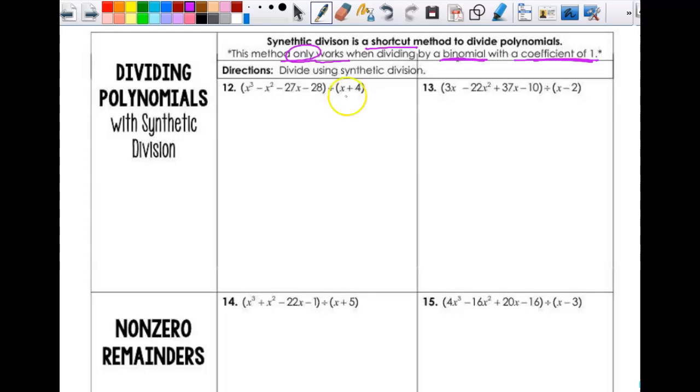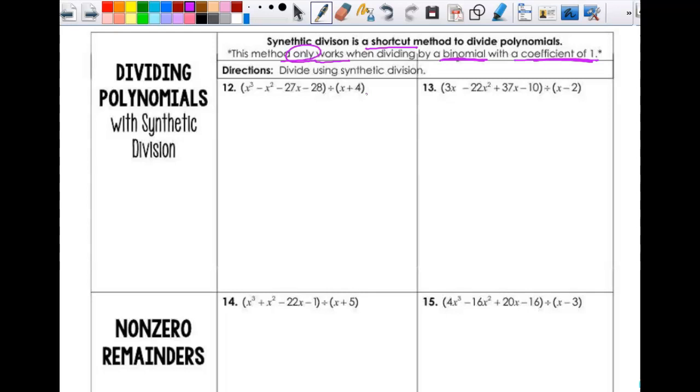If this was x squared plus x plus 4, that wouldn't work. Or if this was 3x plus 4, that wouldn't work. So this has to be 1, and it can only be a binomial. It's the only way it works, right? So hopefully this will start to look familiar as we go through this.